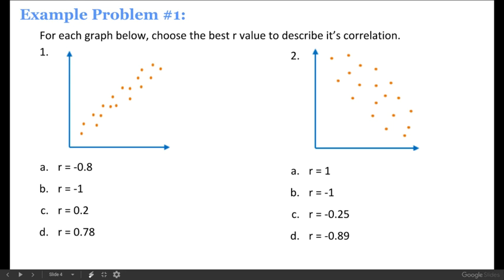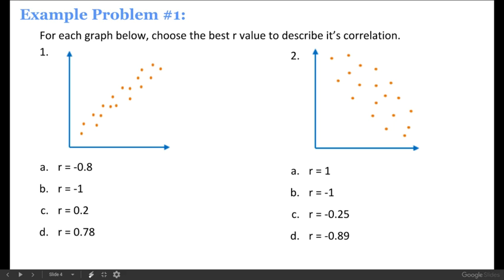All right, so let's go through an example problem. For each graph below, choose the best R value to describe its correlation. By the way, the variable we used to describe this is R. R is always the variable for correlation. Okay, so let's take a look at number 1.